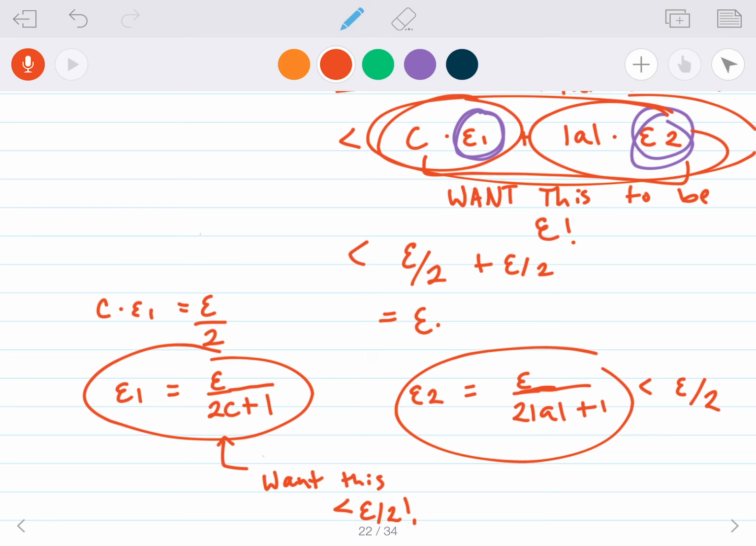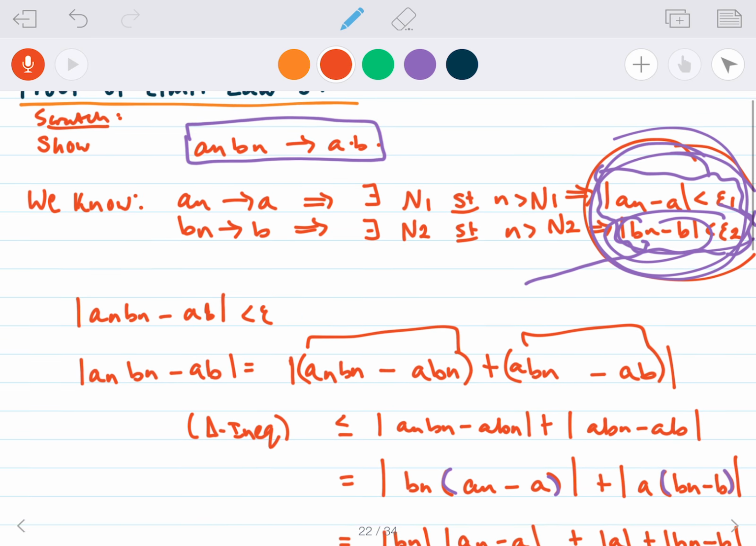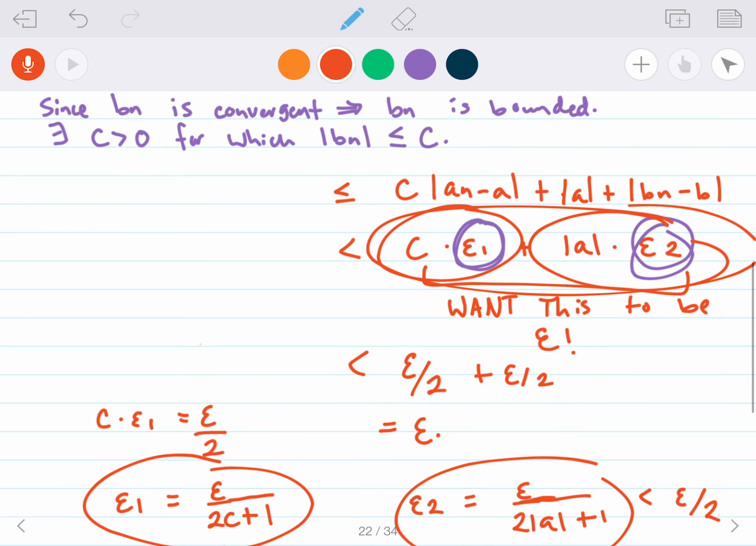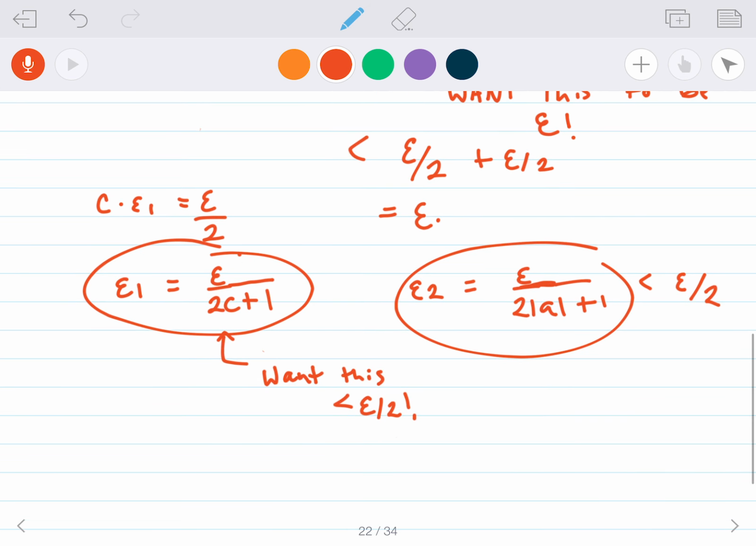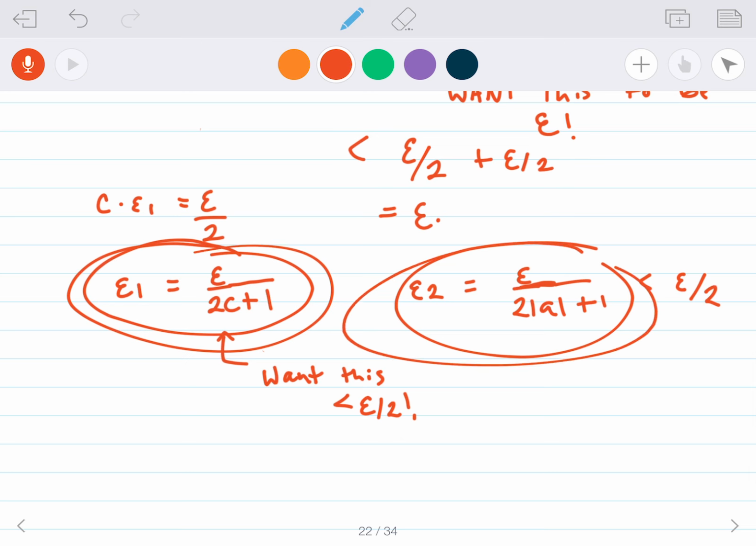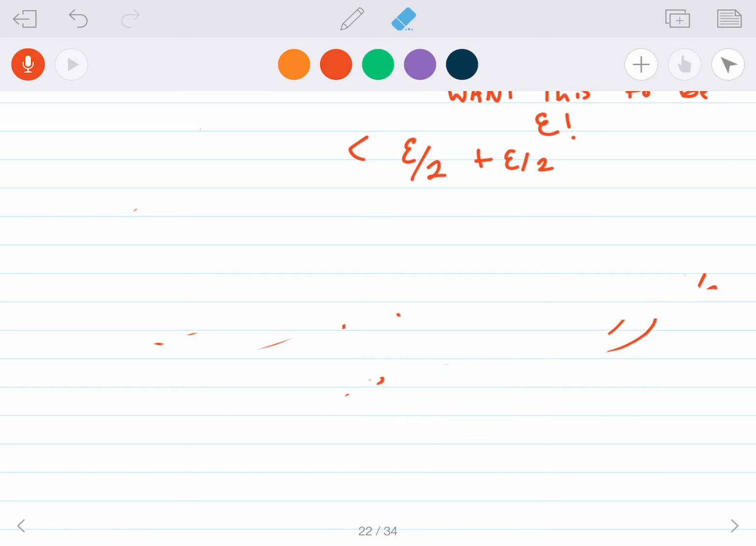You can write out the formal proof by basically taking everything we did and going backwards. You're going to let epsilon be bigger than 0 and choose this guy as epsilon sub 1, this guy as epsilon sub 2, and then you should end up with what you want. So let's see. Should we do this? Why not?